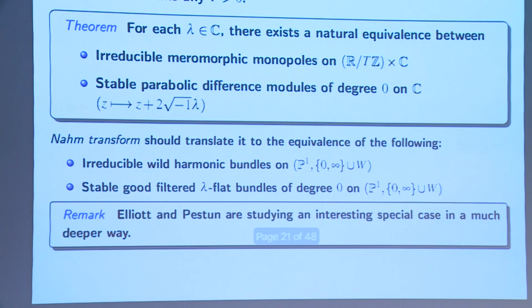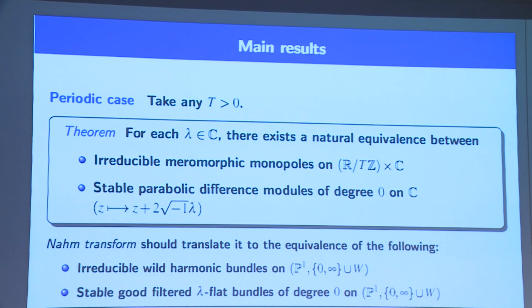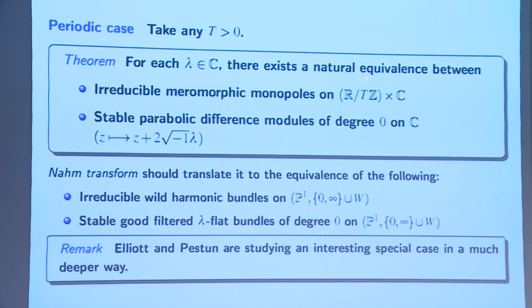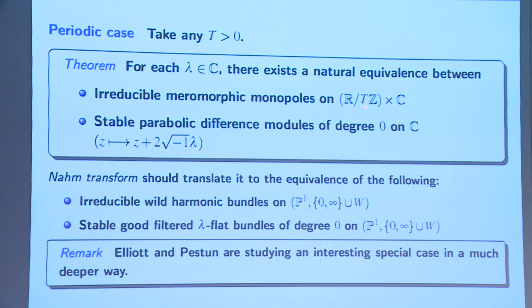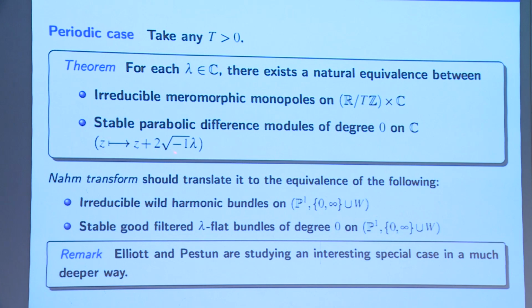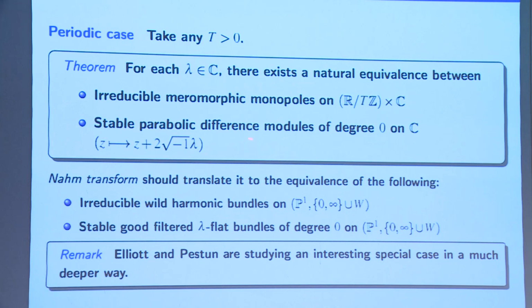Okay, so then let me explain our main results. Let me explain the periodic case. So take any positive number t. Then for each complex number lambda, there exists a natural equivalence between irreducible meromorphic monopoles on R over tZ times C and stable parabolic difference modules of degree zero on C. For each lambda, we can consider the translation by 2 lambda t. With respect to this translation, we can consider difference modules, and we have an equivalence between these objects.